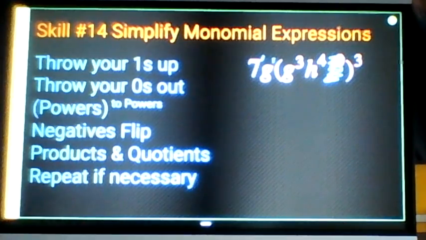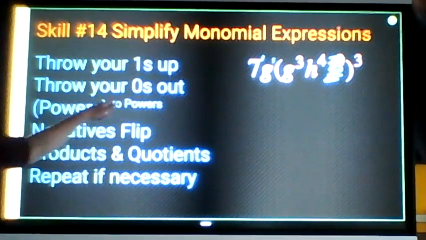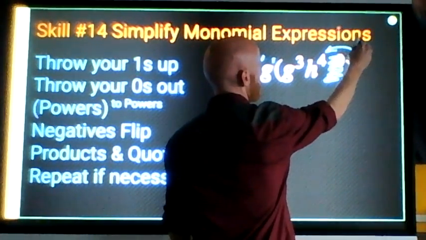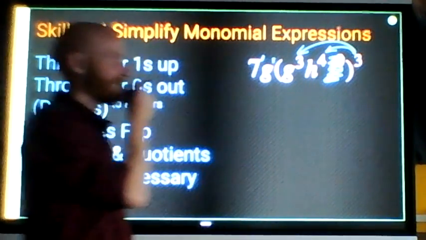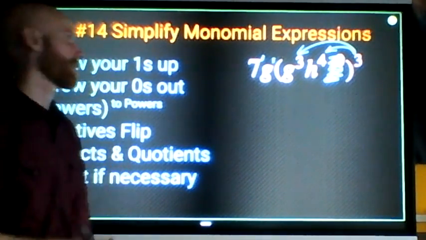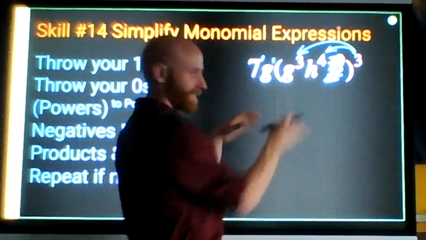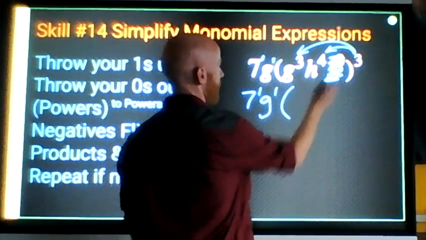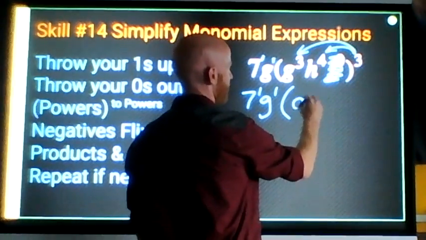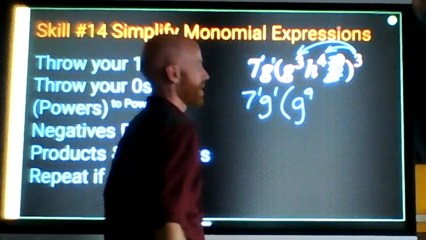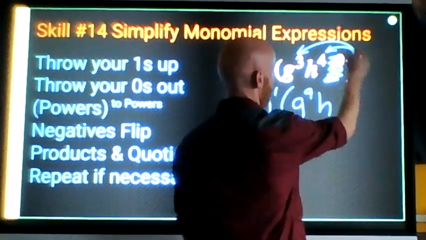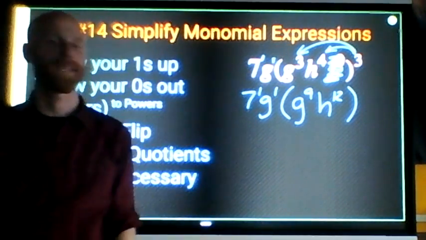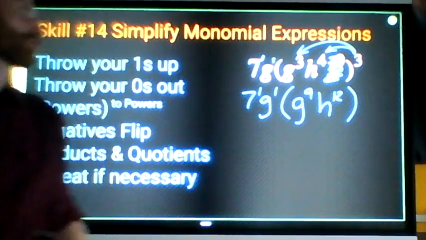All right, take your powers to your powers. That means if you have a power outside of parentheses, that power applies to each power inside the parentheses, and the application is multiplication, right? So we've got, all right, I'm going to write this. This is kind of like order of operations, skill number 3. So 7 to the first, g to the first, g to the third, and that to the third is going to give me g to the 9th, h to the 4th, and that to the third is going to give me h to the 12th. All right, so my power outside multiplies each of the powers inside, similarly to the distributive property.